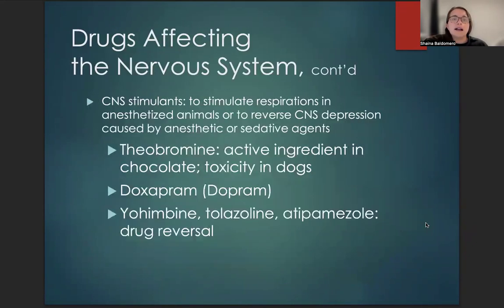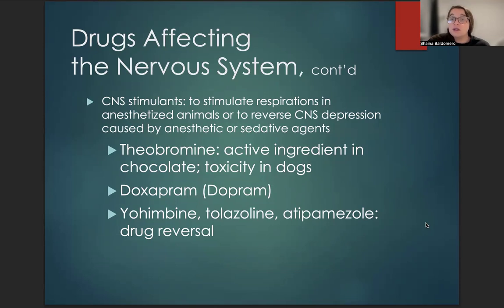Okay, this is the last slide here. So, last slide for today, slide 80. Finishing up here, the drugs affecting the nervous system. So, we also have central nervous system stimulants. These will help stimulate respirations in anesthetized animals.